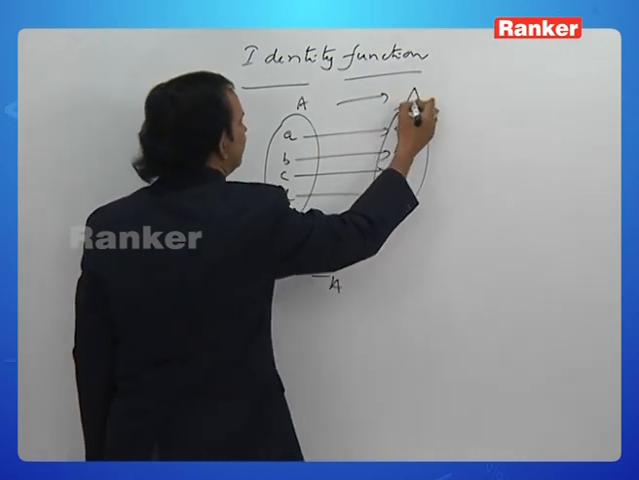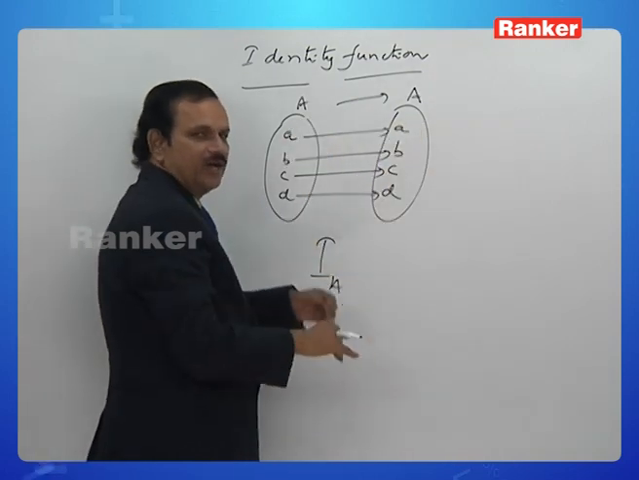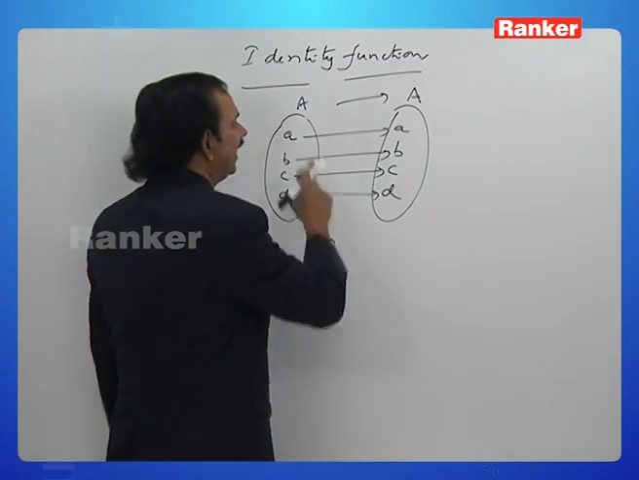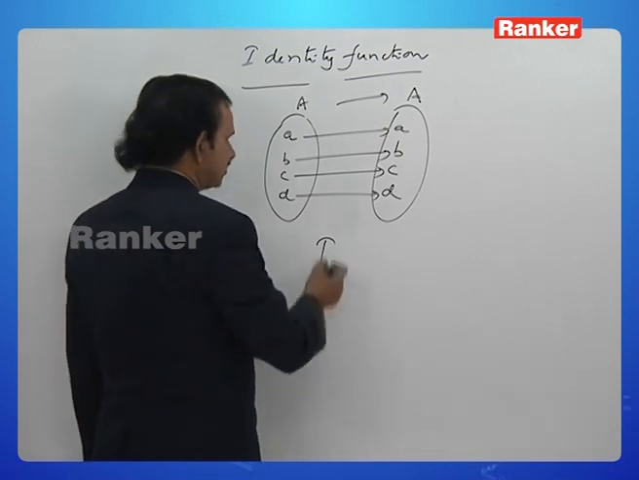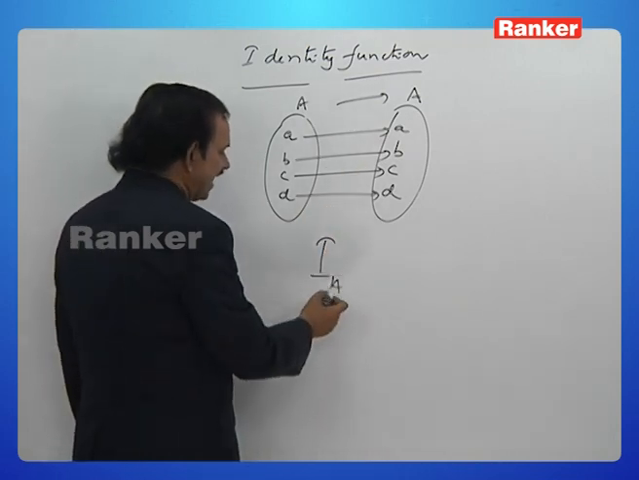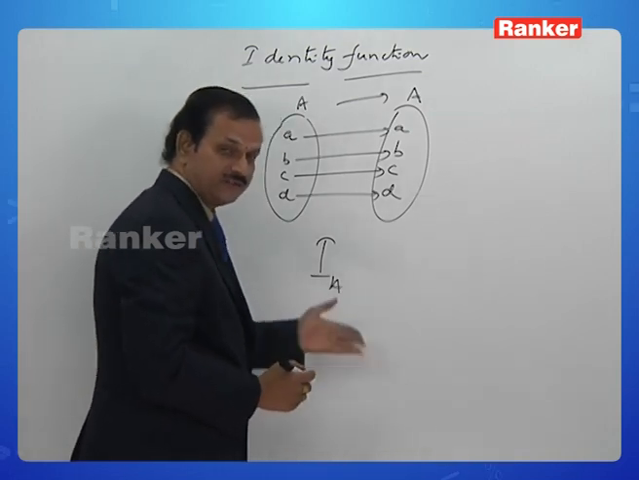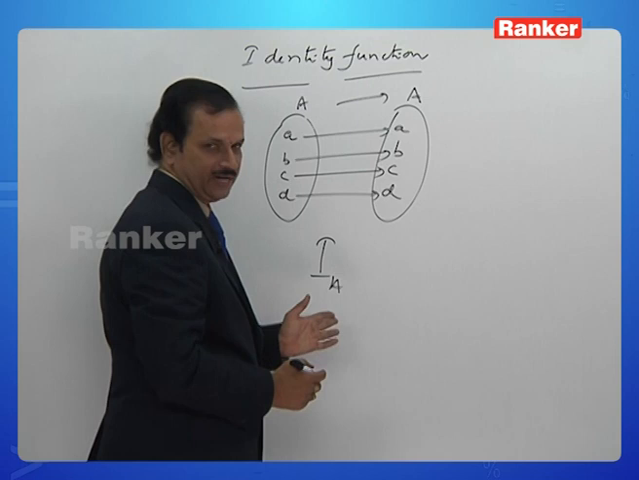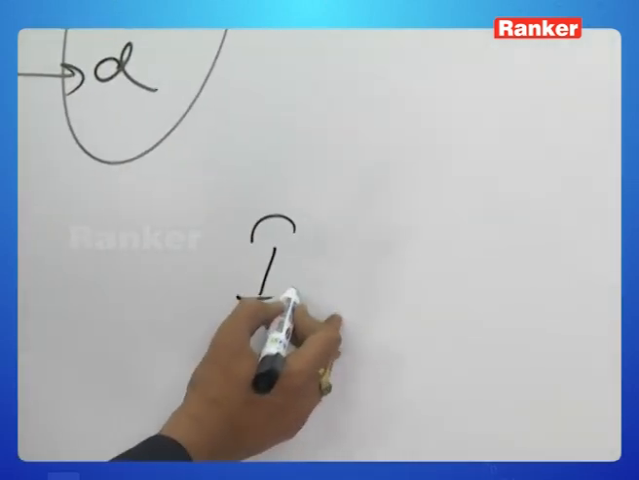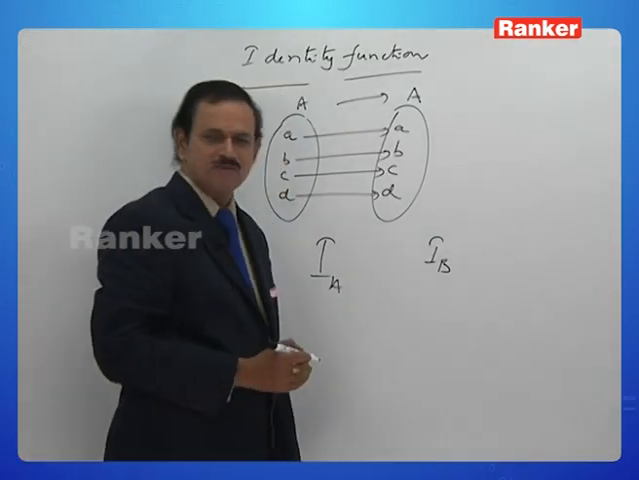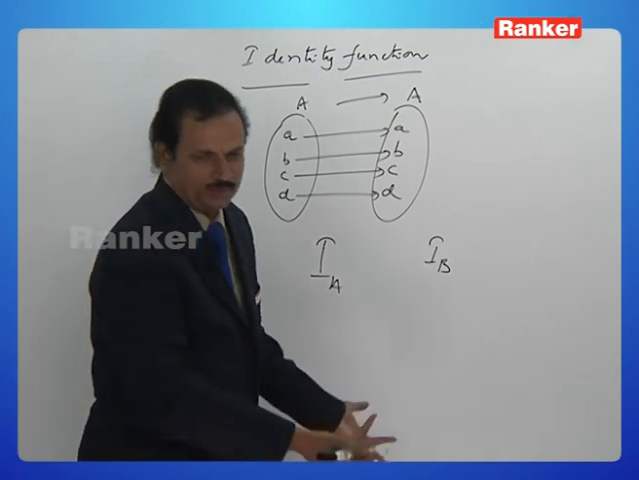What is the specialty here? Domain, codomain, range, everything is the same set, A to A. That is why we represent this identity function with the symbol IA. What do you mean by IA? Identity function defined on A, that is I from A to A. This is the identity function on A. Similarly, if you write IB, what do you mean by that? It is the identity function defined on the non-empty set B.